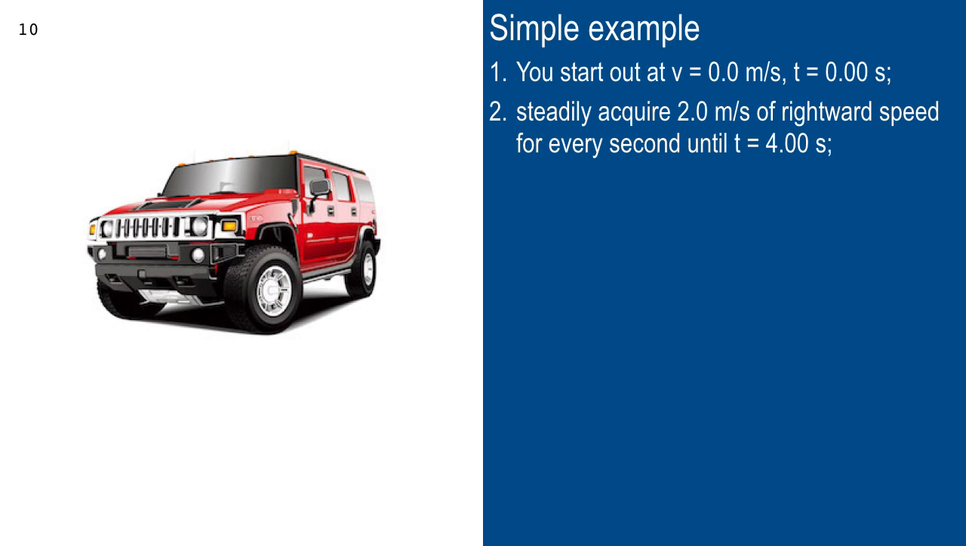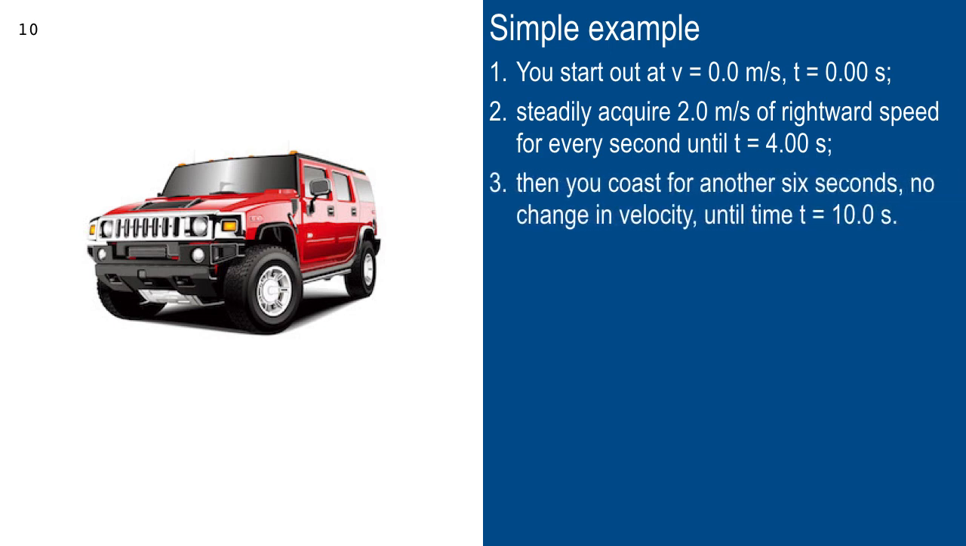So we're going to be in the upper half of the graph, for every second of travel until t equals 4.00 seconds. So that, my wonderful students, is called acceleration. Then we're going to coast for another 6 seconds at whatever the speed is, and we'll figure it out on the document cam.